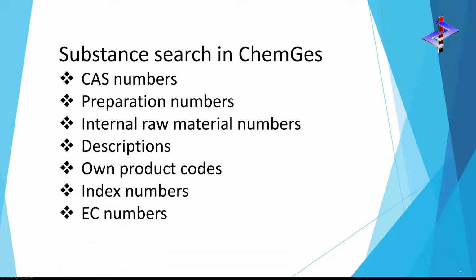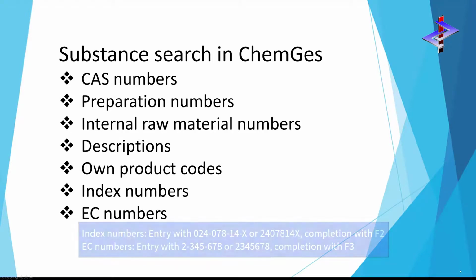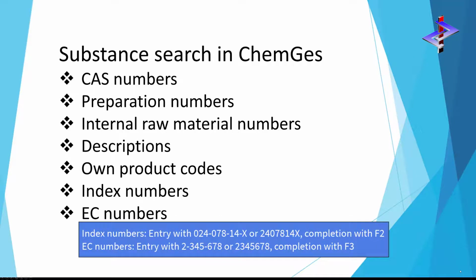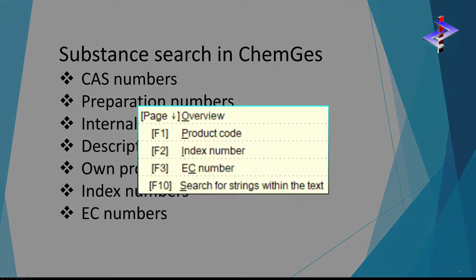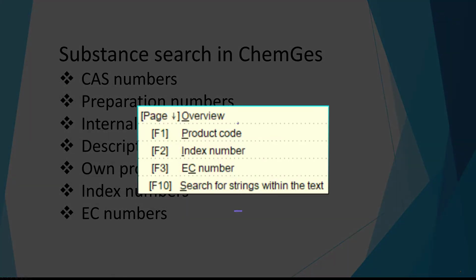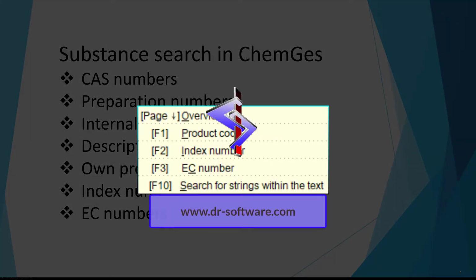Sixth and seventh, index and EC numbers. These numbers can be entered both with and without hyphens. When you have finished entering them, press F2 or F3 or click on the corresponding button. It is not necessary to enter leading zeros. Note that it is not necessary to memorize the function keys, because without exception, whenever substances have to be entered, a help window is displayed, in which it is also possible to click.